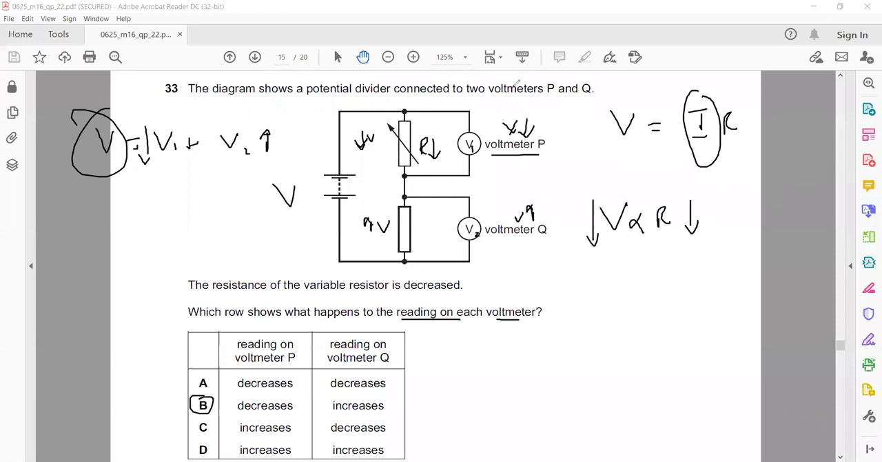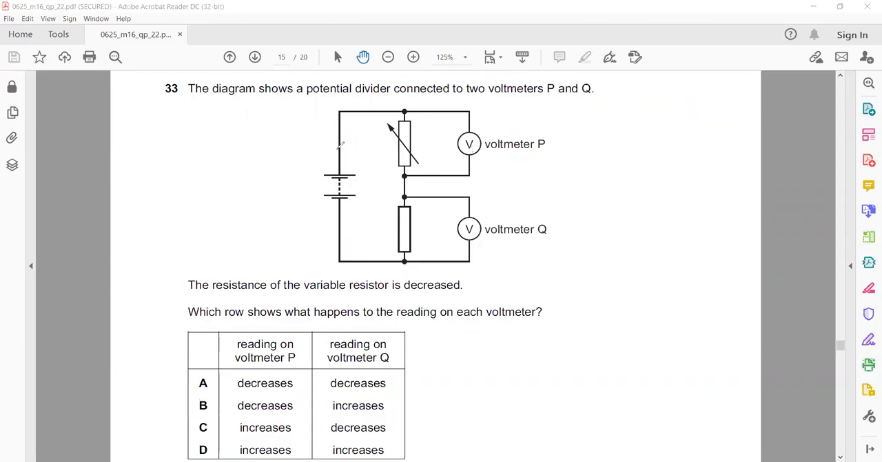In a variable resistor potential divider circuit, a voltage divider circuit, if the voltage on one side decreases, on the other side it should increase. The total resistance of the circuit is decreasing. Why is the total resistance of the circuit decreasing? If you want to solve it, you can use numbers.